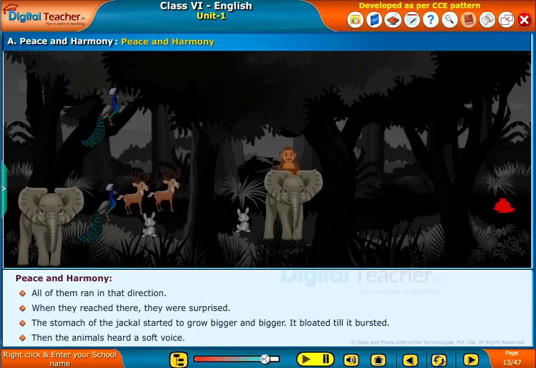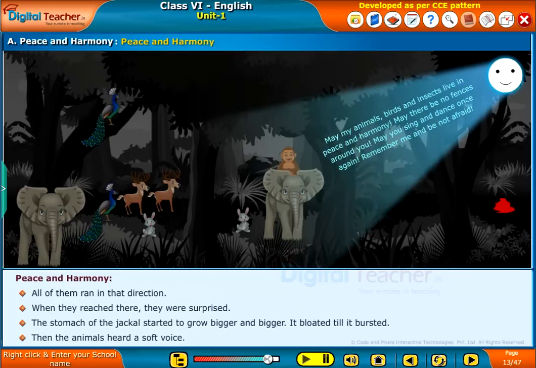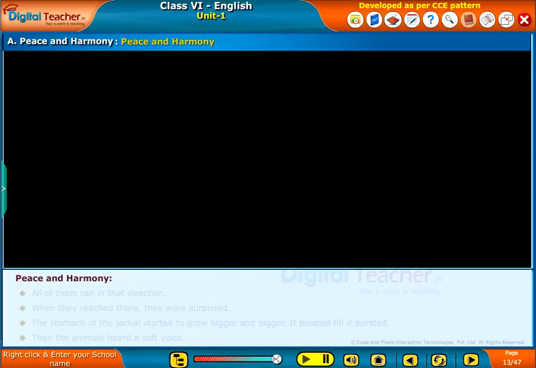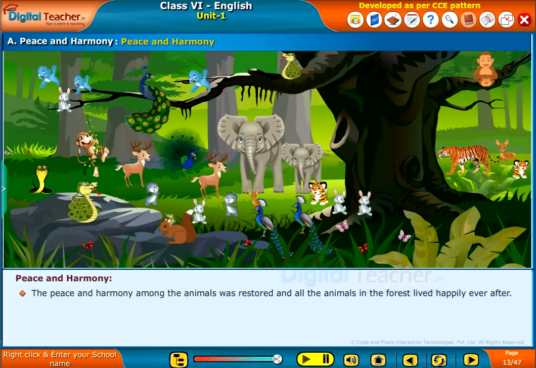Then the animals heard a soft voice. "May my animals, birds, and insects live in peace and harmony. May there be no fences around you. May you sing and dance once again. Remember me and be not afraid." The peace and harmony among the animals was restored, and all the animals in the forest lived happily ever after.